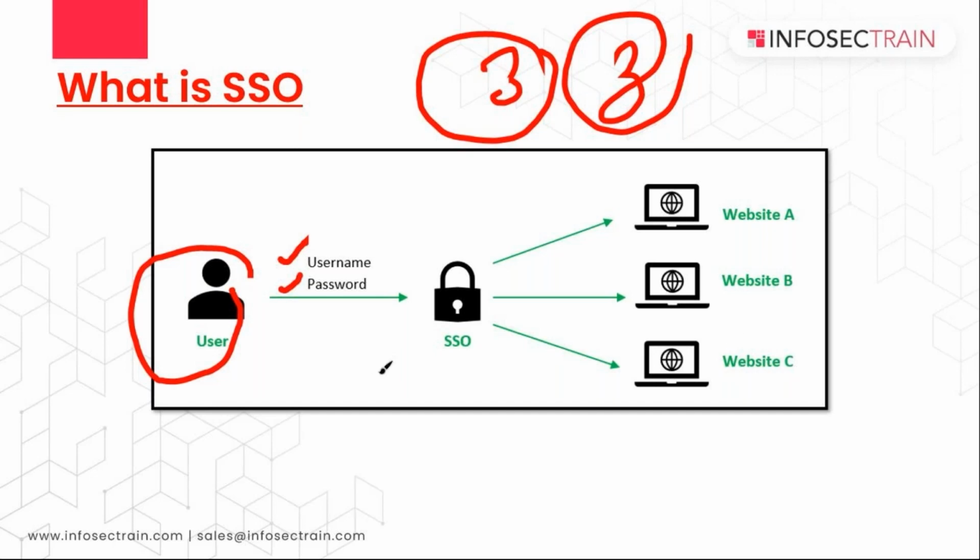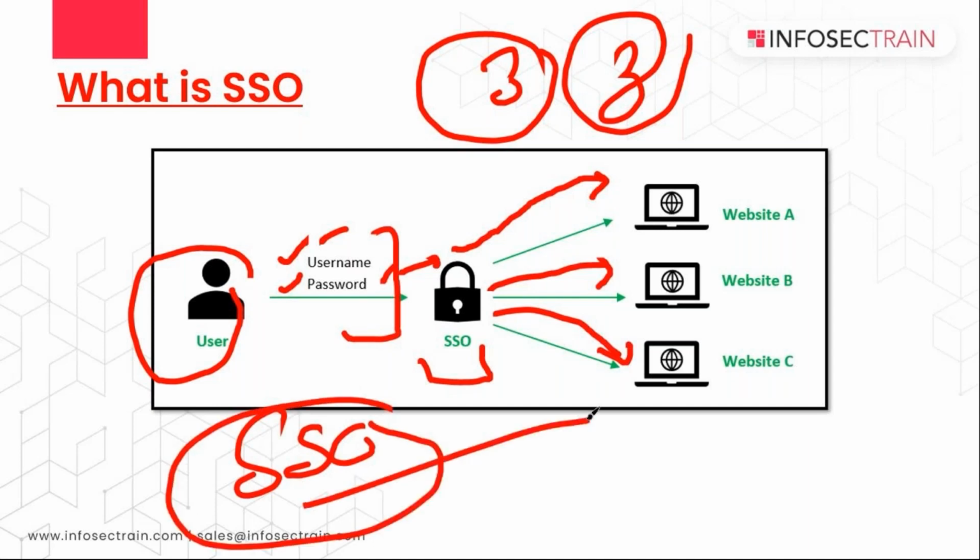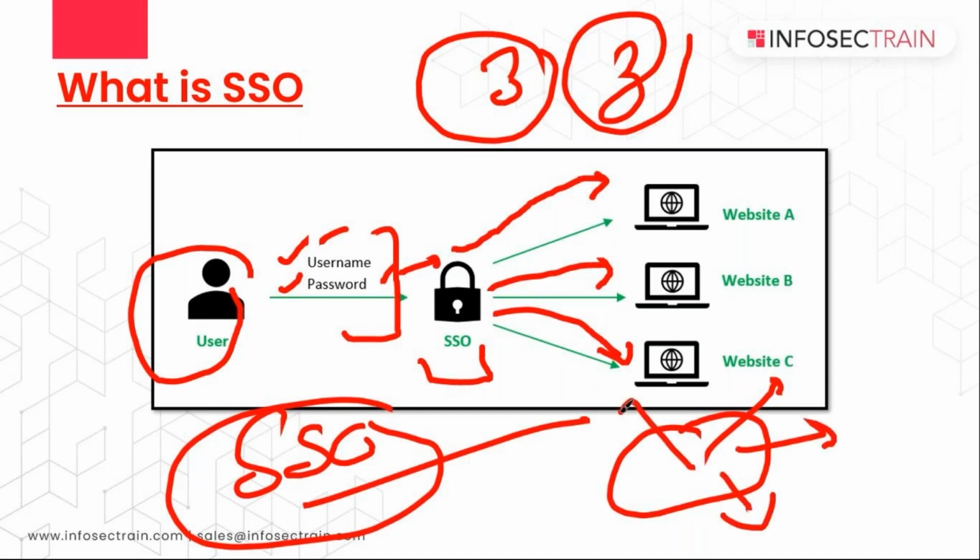So for security reasons, we have come up with the concept of single sign-on. We only need one username and password, and using them, after entering the correct credentials, I am able to access all the content on website first, website second, and website third. That is what we call single sign-on, SSO. Only one pair of credentials is needed to access multiple websites or multiple things.